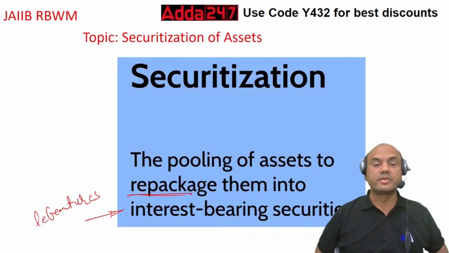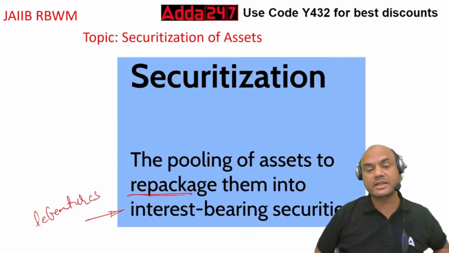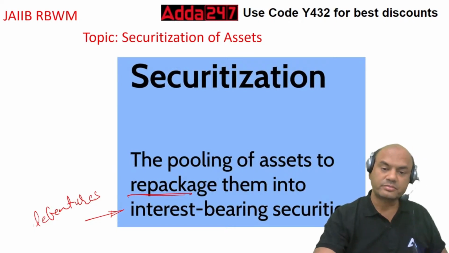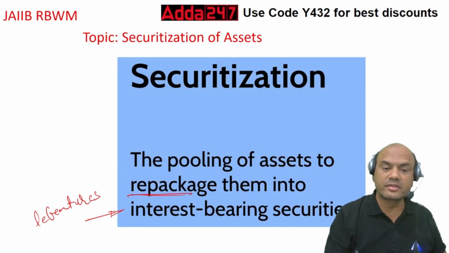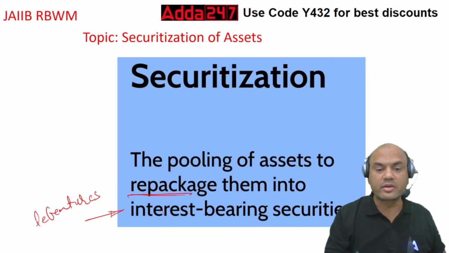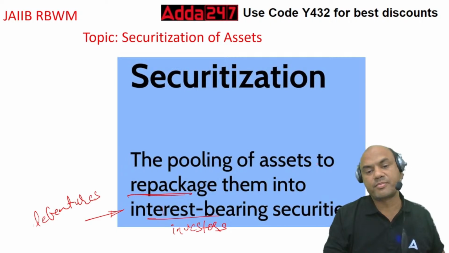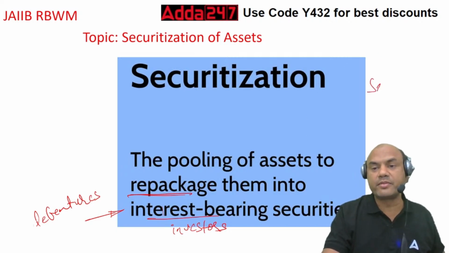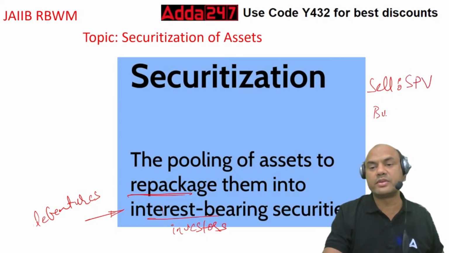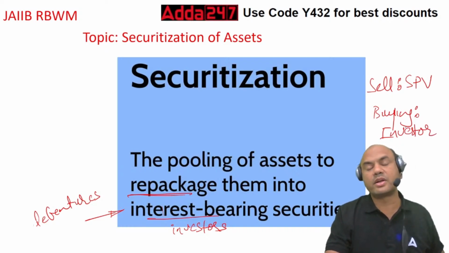Okay, so securitization means what? Pooling of assets to repackage them into interest-bearing securities. Who will buy these securities? Comment section. Who will buy these securities? These are purchased by investors. Who will sell these securities? See this, selling is done by SPV. Who will buy this? Buying is done by the investor. Okay. Then what is bank called as? Bank is called as the originator.